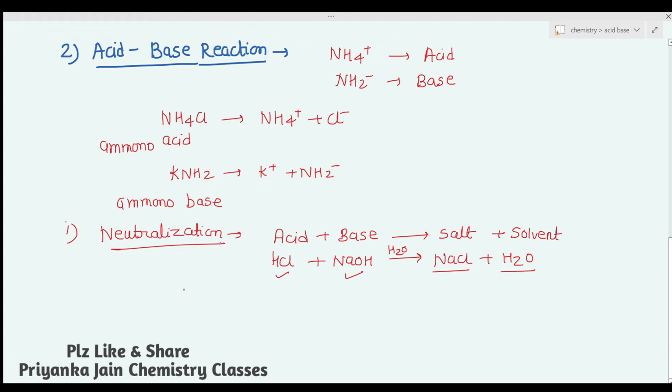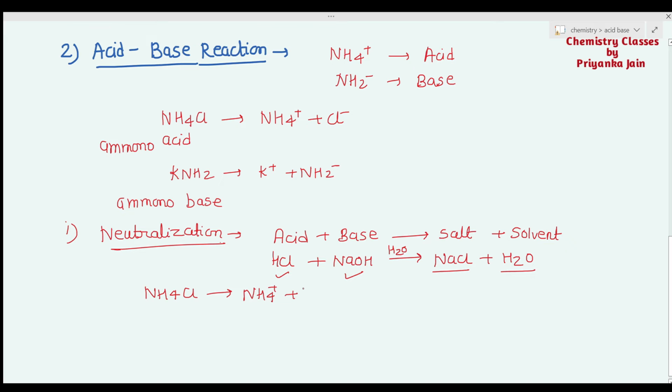Similar type of reactions we can do in the liquid NH3. See here, NH4Cl. Okay. It is giving NH4 plus plus Cl minus. Similarly, KNH2 is reacting and it is forming K plus plus NH2 minus. Okay. Now these two can combine. K plus will combine with Cl minus and it is forming KCl, and NH4 plus is reacting with NH2 minus and it is forming 2NH3.